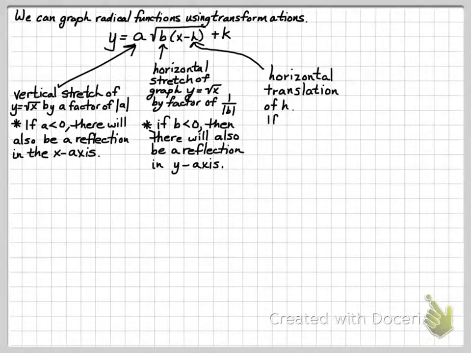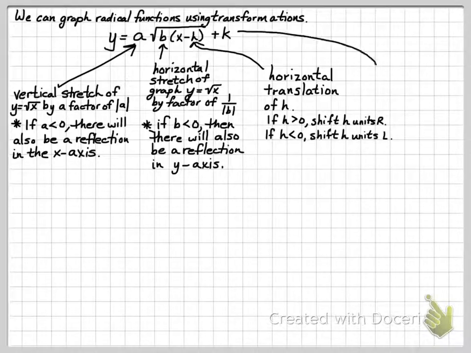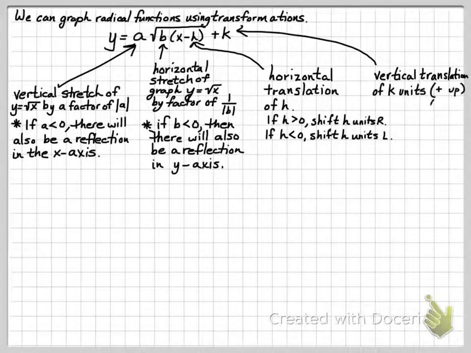The h value is a horizontal shift, or horizontal translation. That's a shift of h. If h is greater than 0, it is going to shift to the right. And if h is less than 0, it will shift to the left. But because it's minus h, it's going to show up as a minus. So don't be confused here. If this said x minus 7, h would be 7. H would be greater than 0, and it would be shifted to the right. Lastly, our vertical translation of k units, up if positive, down if negative.